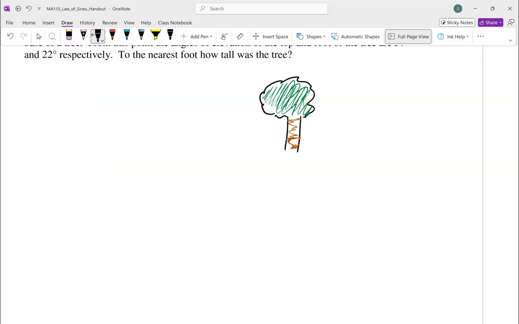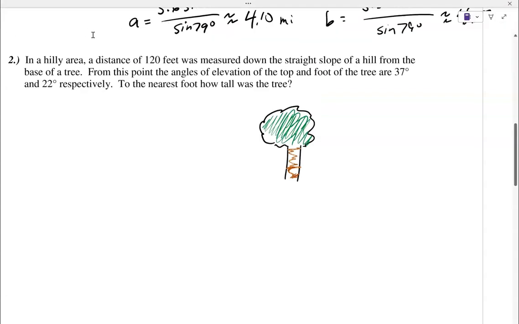All right. What about this tree? What is the tree on? A hill, all right? So make a hill. What are some things that we know? The distance is 120 feet from the base of the tree. Okay. What else?